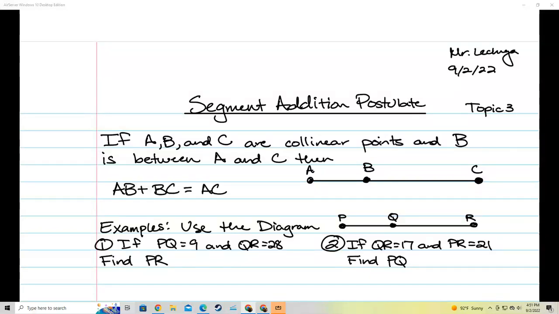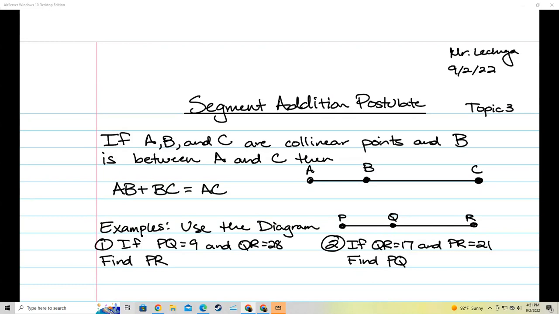Okay, this is going to be the third topic, and it's called the segment addition postulate. It starts off by saying if A, B, and C are collinear points, and B is between A and C, then AB plus BC is equal to AC. It's not a hard concept.